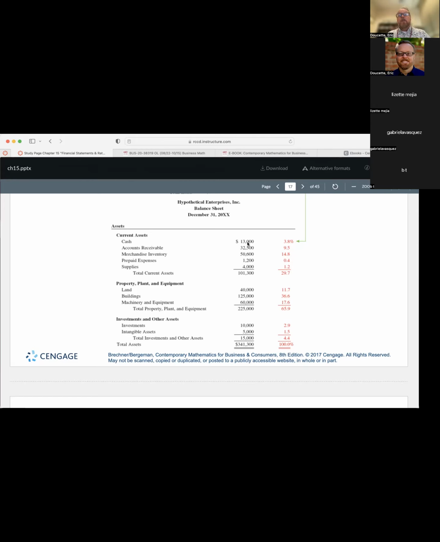How about accounts receivable? We have $32,500 coming to us from the people who bought stuff from us. So what percentage is that of the total assets? Well, it's 9.5%. I divide 32.5 by 341,300 and it gives me 0.095, or 0.0946, whatever, and I round that to 9.5%. So that's all you do with vertical analysis, but the key is that you need to make sure you're basing it off of a total. And in this case, the total is your total assets.